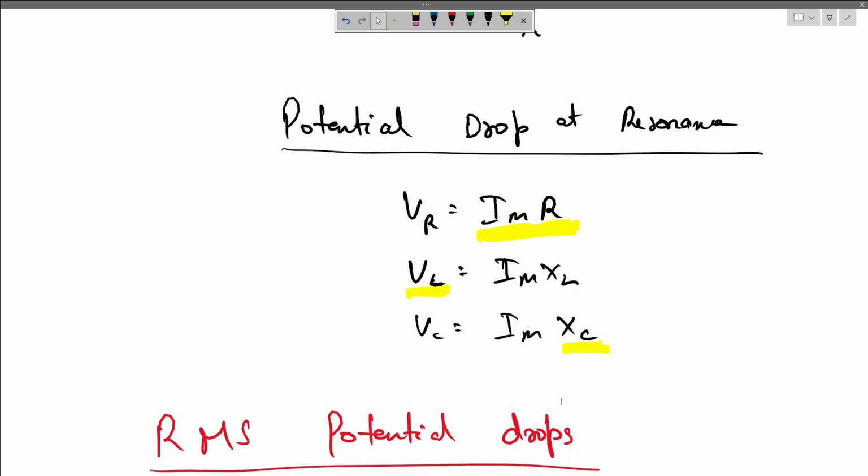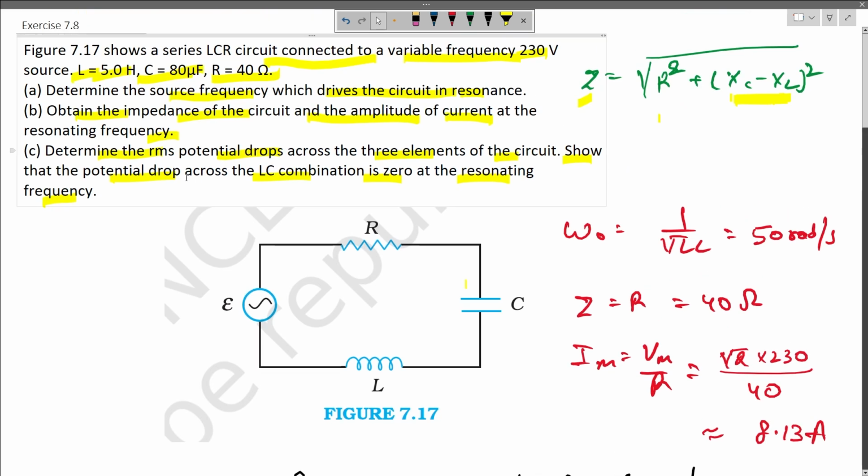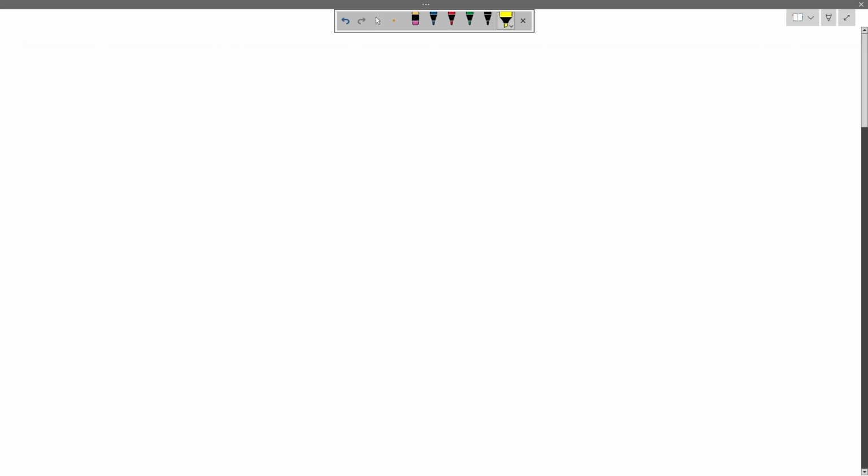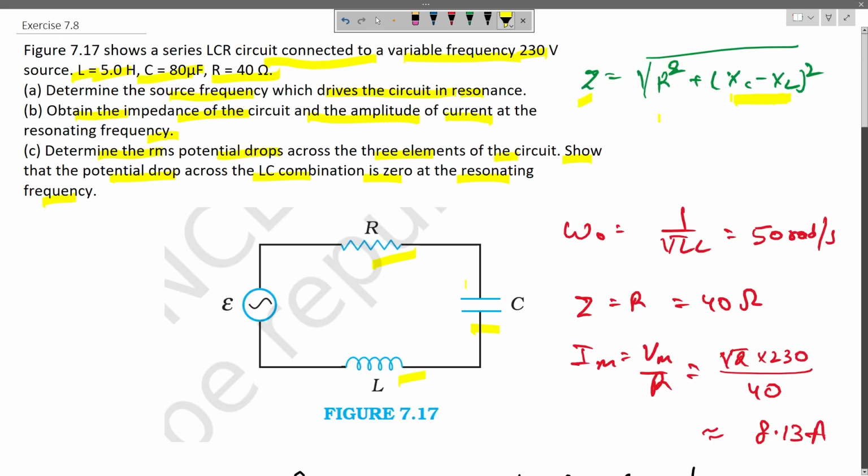So we have to calculate the resonant frequency, we have to calculate the impedance of the circuit, and the amplitude of current at the resonance frequency, that is Im, in the second question. We have to find omega in the first question, and we have to find the potential drop across these three components, that is the resistance, capacitor and the inductor.